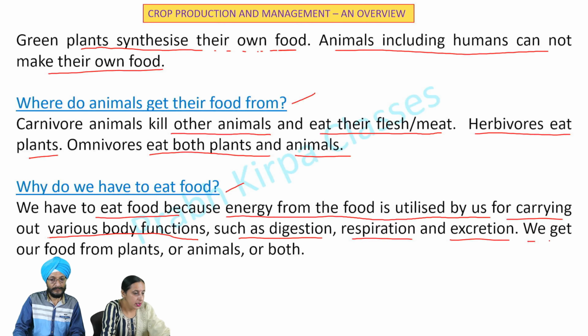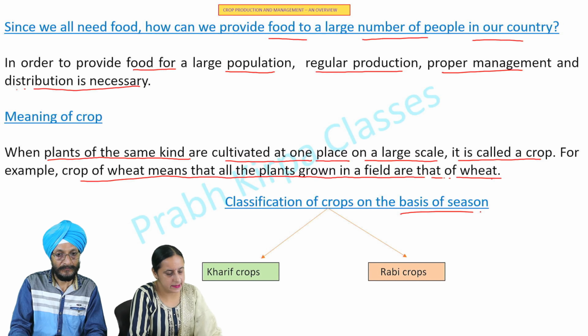Meaning of crop. When plants of the same kind are cultivated at one place on a large scale, it is called a crop. For example, crop of wheat means that all the plants grown in a field are that of wheat. Crops can be classified into two types on the basis of season. First is kharif crops and second is rabi crops.